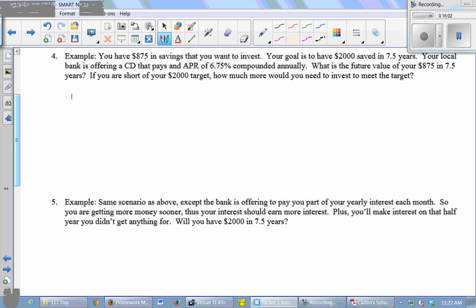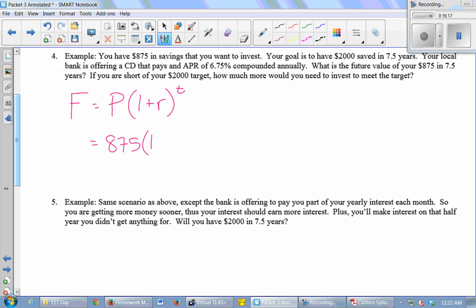Okay, so just write down my formula. Future value is present value times 1 plus R to the T. The present value is $875, so I'm going to replace my P with an 875. Replace the R with 6.75% written as a decimal, which is 0.0675. We just move that decimal point 2 to the left. And I'm going to compound this for 7.5 years. So I'm going to put 7.5 up at the top here.